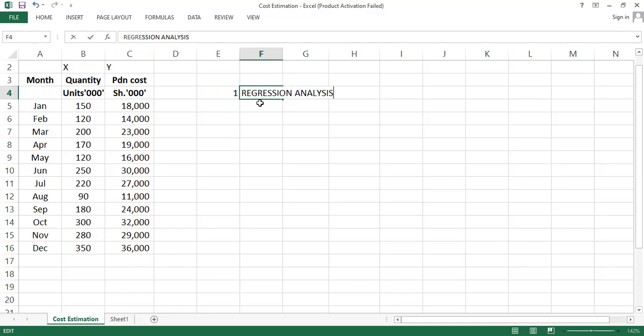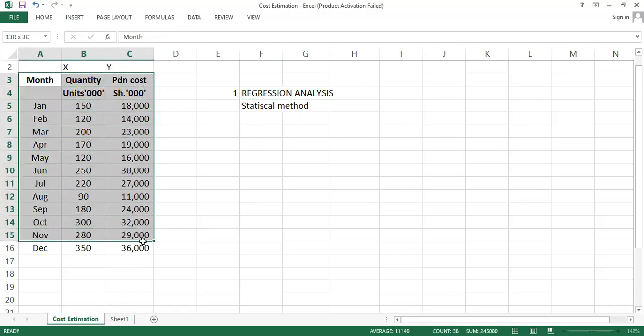The regression analysis approach is what we can call the statistical method. In other words, it uses statistics to come up with the cost equation y equals a plus bx. And the advantage of this approach is that every single data point is used to estimate cost. Like now in this info, we shall not leave out anything.